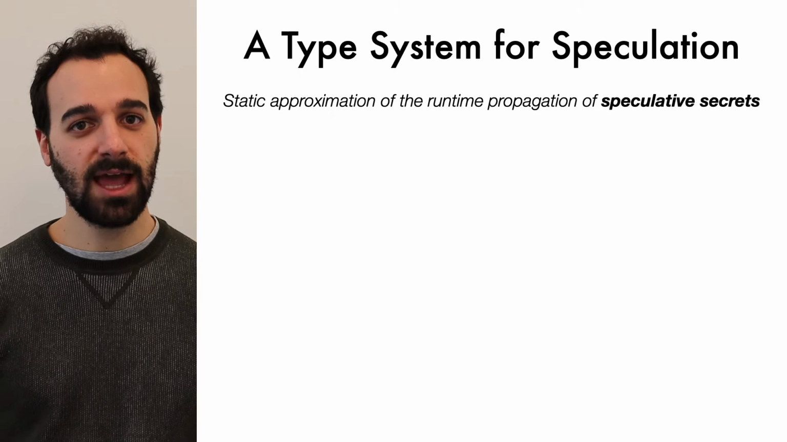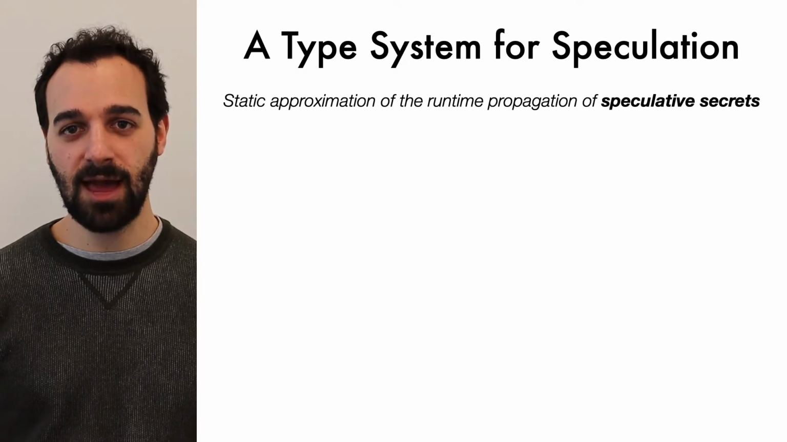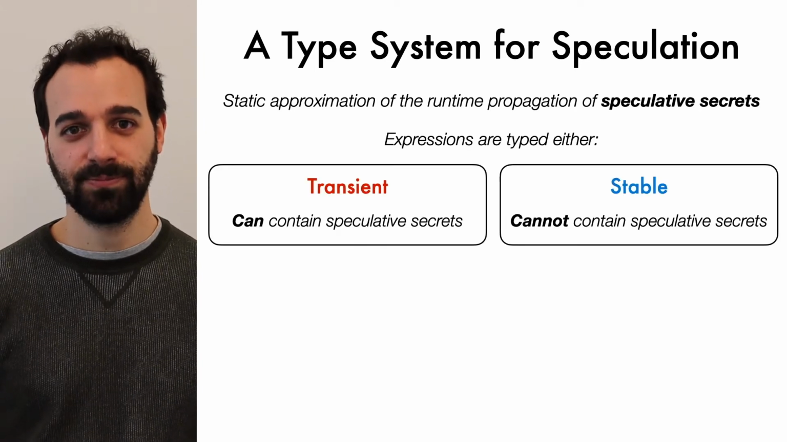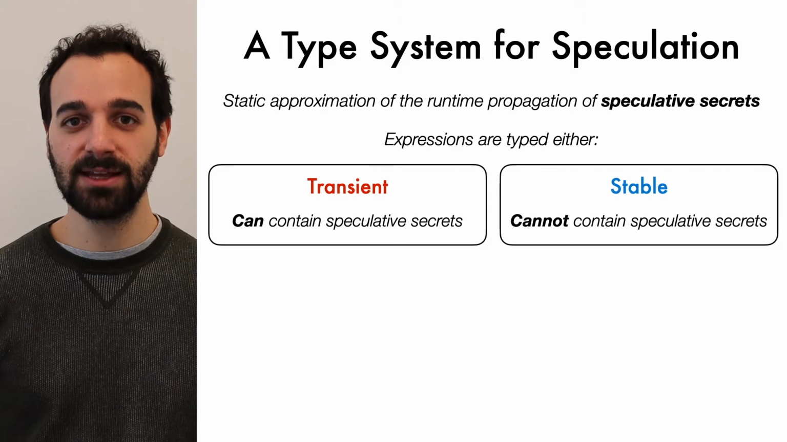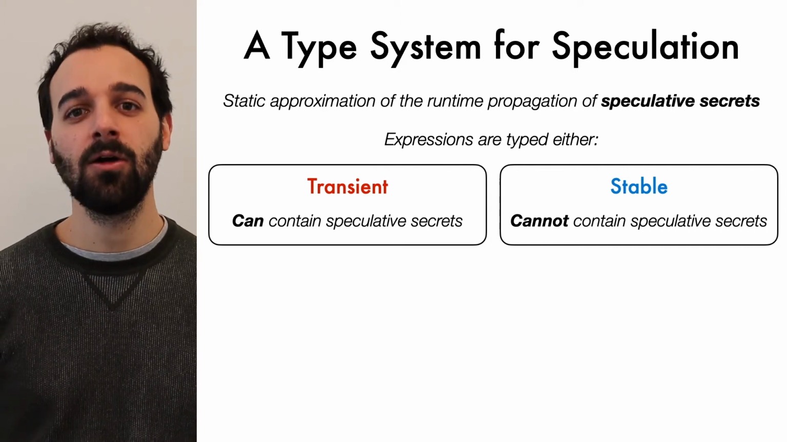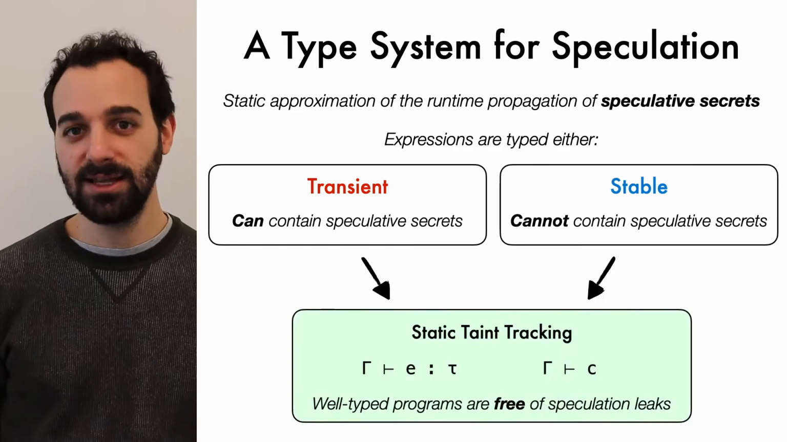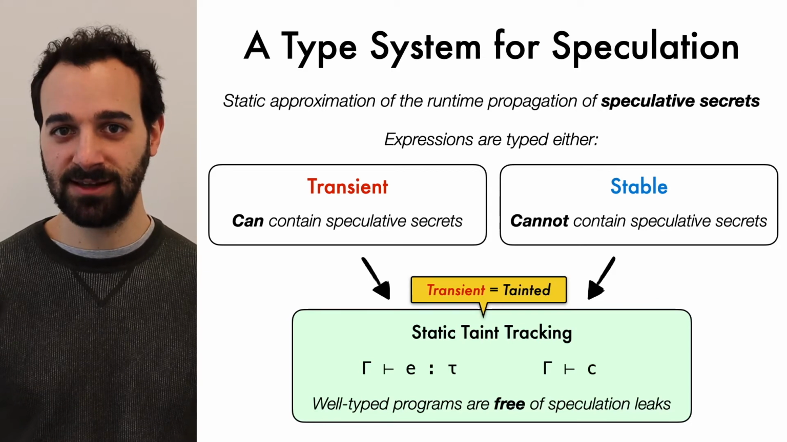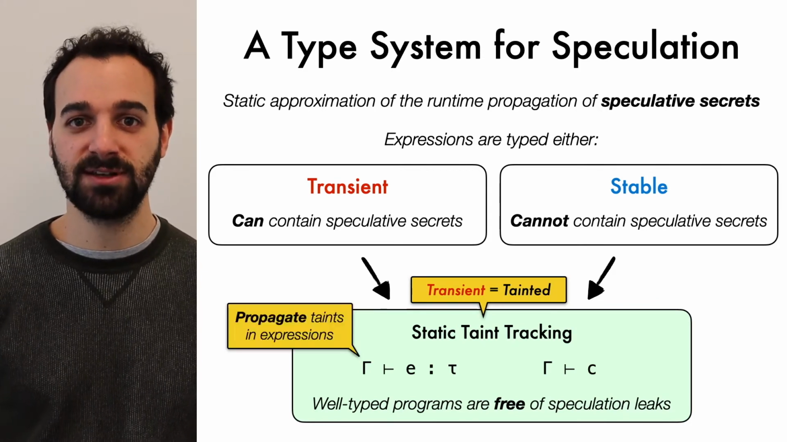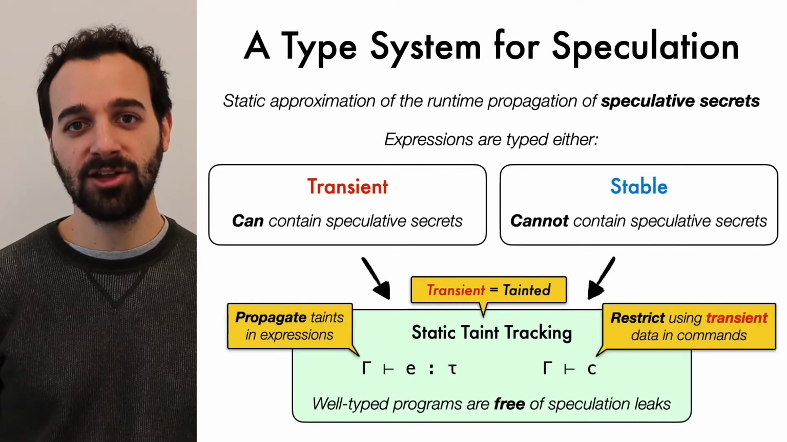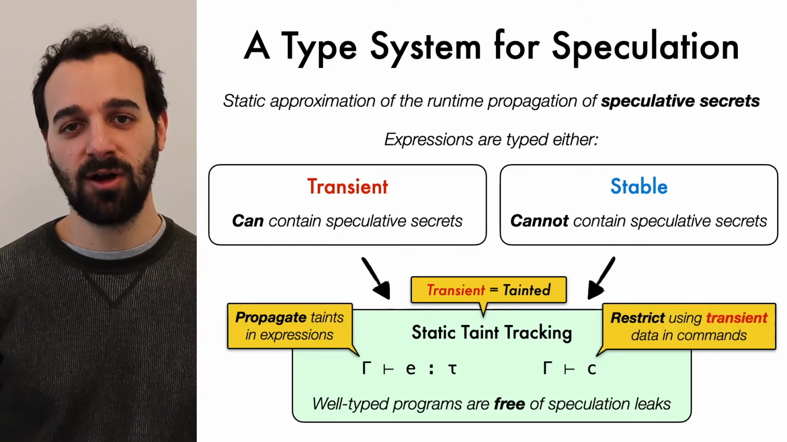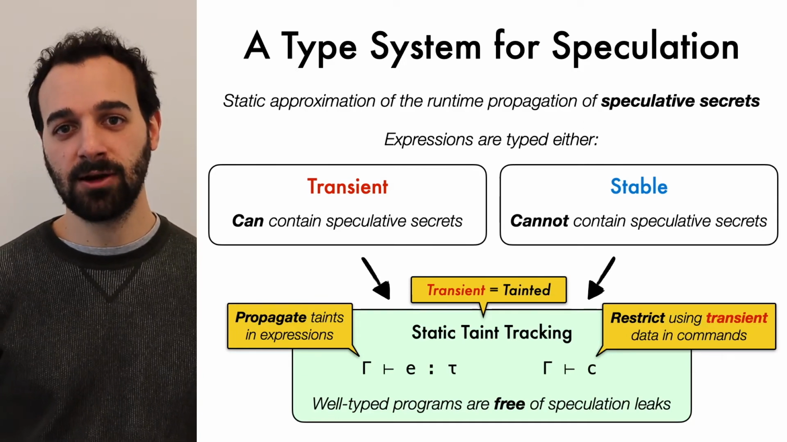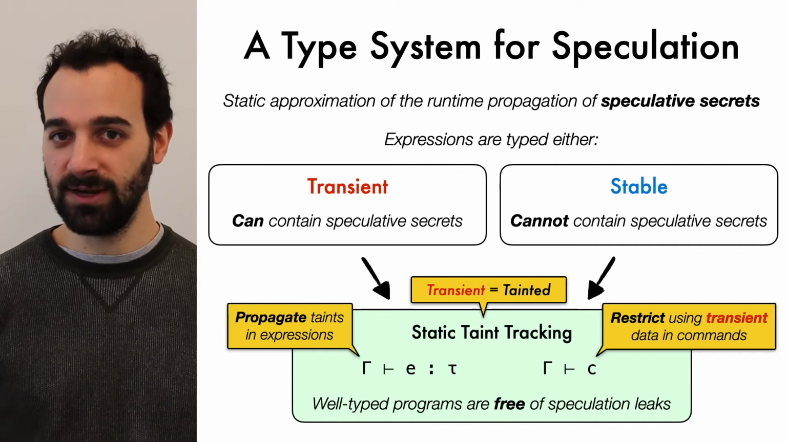In order to detect speculative leaks, Blade tracks speculative data flows by means of a static type system. The type system conservatively approximates the dynamic semantics of speculation using two types, transient and stable. Expressions are typed either transient if they can contain transient secrets, or stable if they cannot. The type system performs static taint tracking and treats transient expressions as tainted. The typing judgment for expressions simply propagates the transient taint, and the judgment for commands restricts the use of transient data to avoid leaks. Intuitively, programs that are well typed according to this type system are free of speculative leaks.